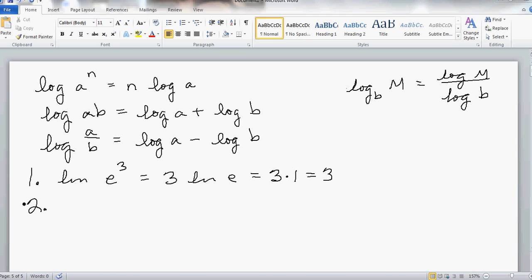And a non-mathematical way to think of it, the natural log and the e here sort of cancel each other out, and that leaves the 3. But that's not entirely true, so you do need to be very careful with that. Okay, number 2, we get log base 6 of 13 times log base 13 of 216.